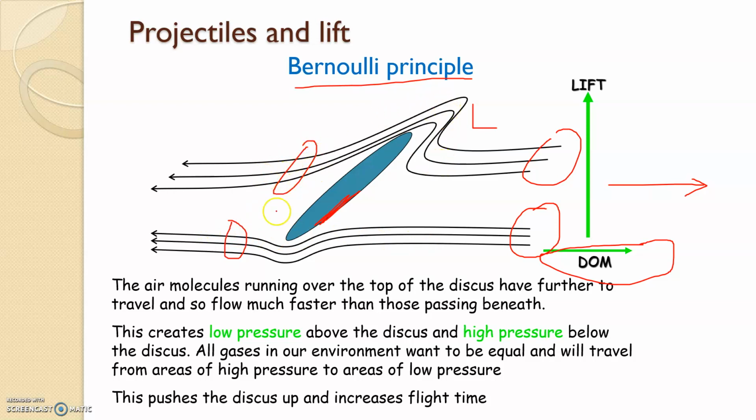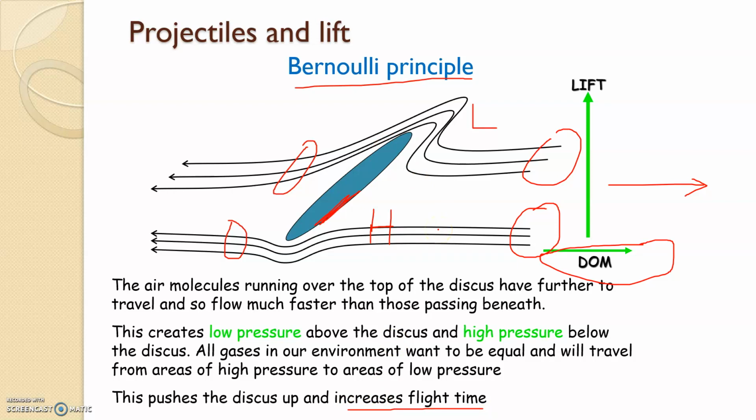So these particles need to get to the same place at the same time, because everything in life likes to have equilibrium. So if they smack against this discus, it's creating a high pressure system. That was what creates the lift. Like I said, at equilibrium, these particles have a high pressure down here and a low pressure up here. That creates that lift. So the discus wants to stay in the air for a lot longer, hence why I put increases flight time.